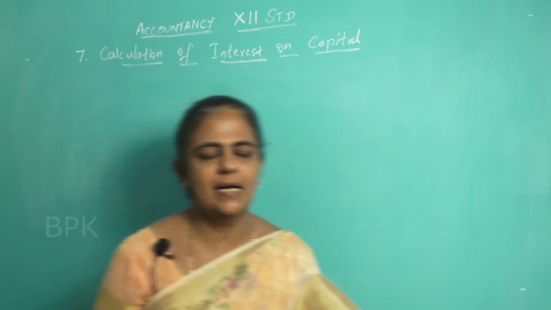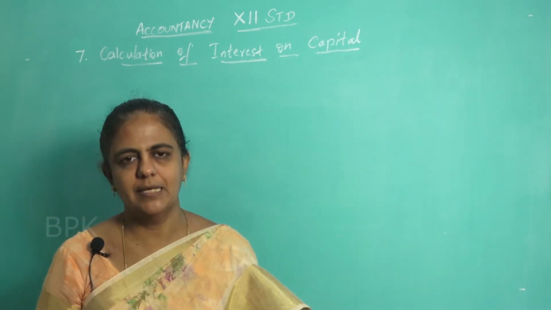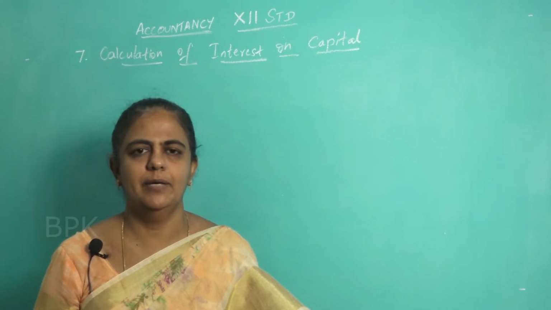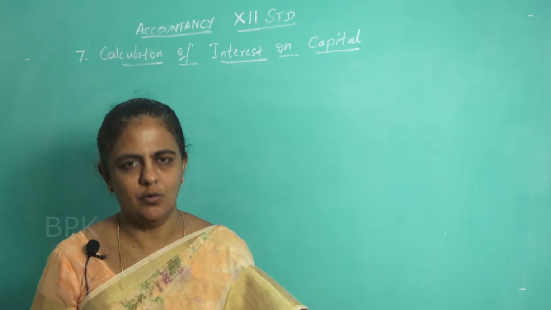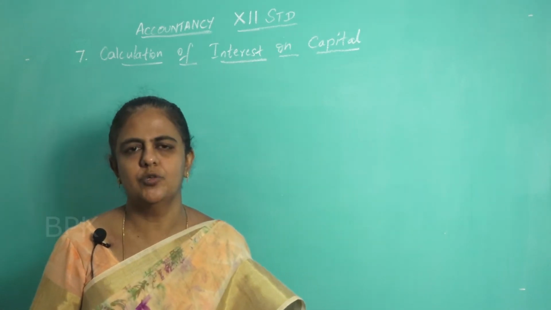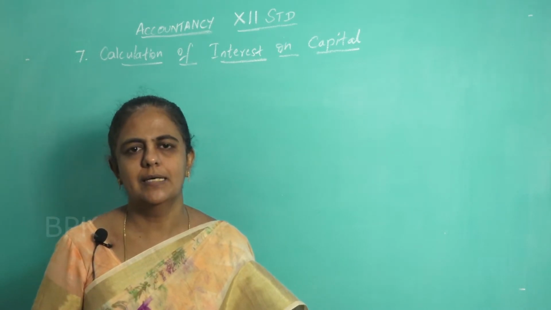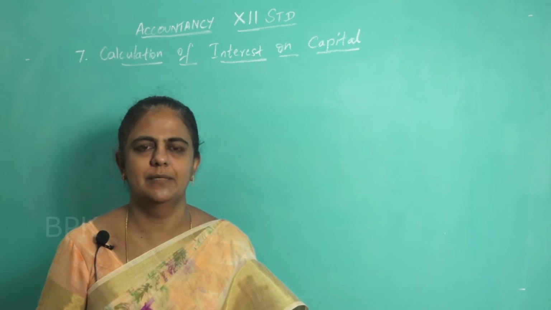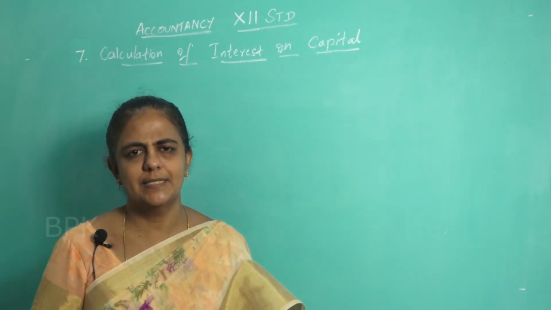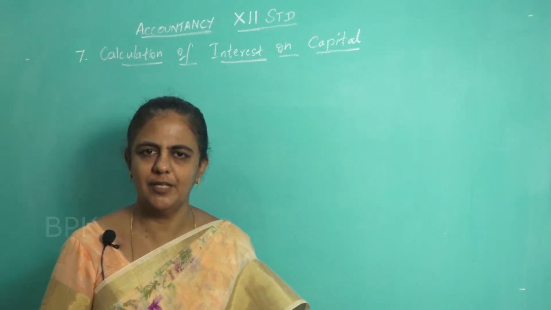Here two partners are there, Begum and Fatima. So first you have to calculate the interest on their opening capital, and then you have to calculate on the additional capital also. They are starting the business on 1st January, so the accounting period starts from 1st January and ends on 31st December of the same year. First we have Begum. She is investing 50,000.